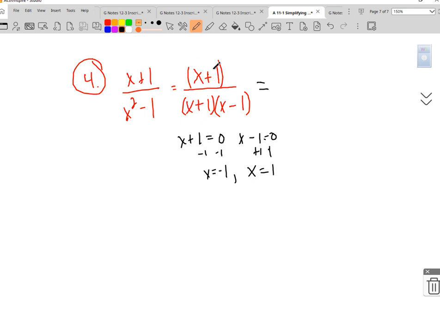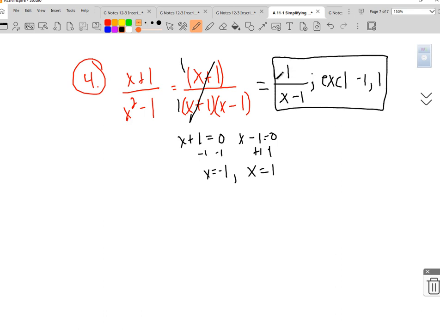So now I can cancel any like factors in the numerator and denominator. X plus 1 divided by x plus 1 simplifies to 1. So 1 in the numerator. I have x minus 1 left in the denominator. So I'm going to state my excluded values. We're going to exclude negative 1 and 1. And that's your final answer. Okay? Okay, I get it now.